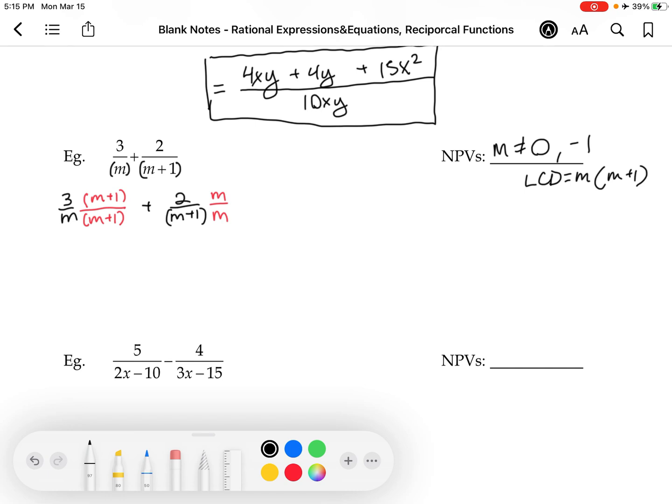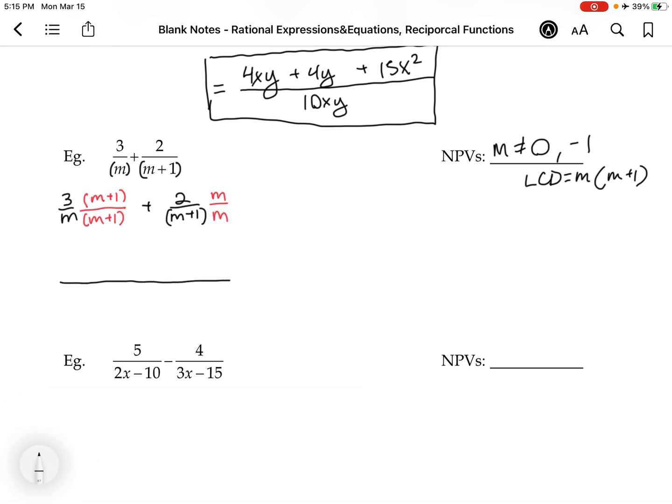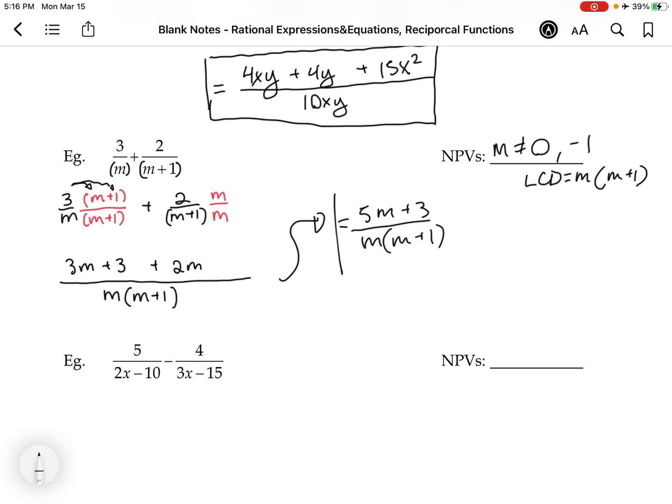Okay, now I can write this as a single rational expression because it's got a common denominator. So here we go. And my common denominator is m times m plus 1. And I can expand the numerators a little bit, right? So 3 times m is 3m. 3 times 1 is plus 3. And then plus 2m. Okay, so all together, this is going to become (5m + 3) over m times (m + 1).